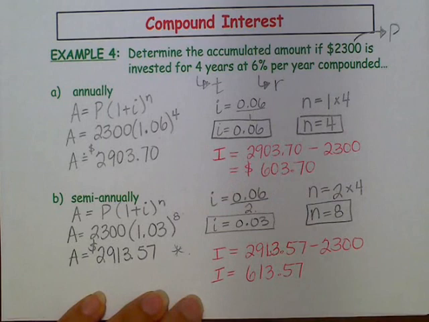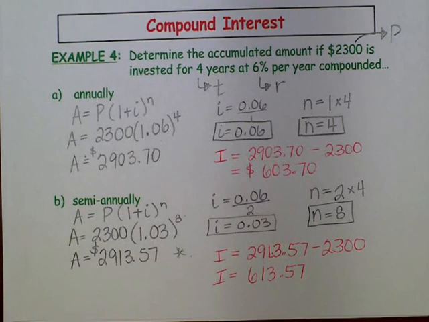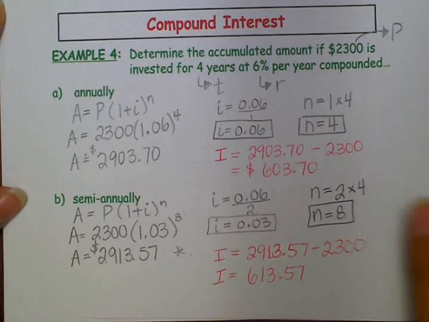Now, Part C and Part D of the same problem look at interest being compounded quarterly and then monthly. Let's see if it makes a difference if you compound interest more frequently or if it's about the same thing. Okay, so let's take a look at Part C.